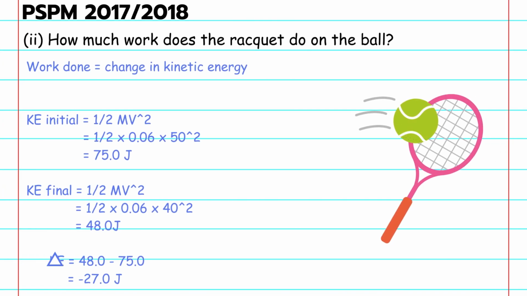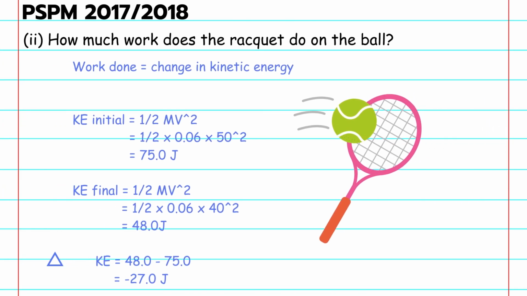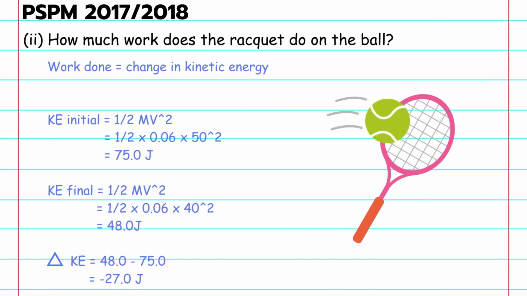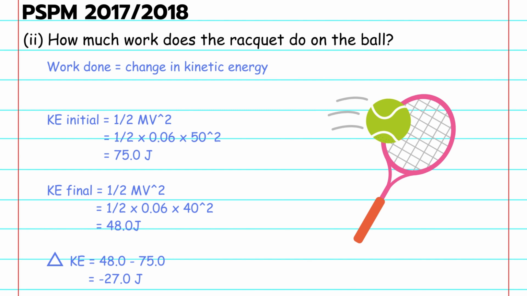The second question is how much work does the racket do on the ball? Work done equals the change in kinetic energy. The first step is to calculate the initial kinetic energy using the formula half mv squared, which equals 1/2 times 0.06 times 50 squared equals 75 joules.